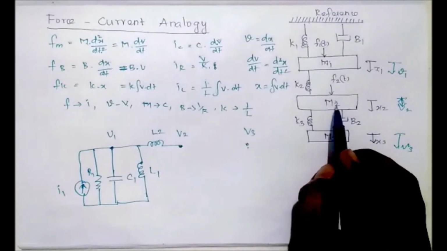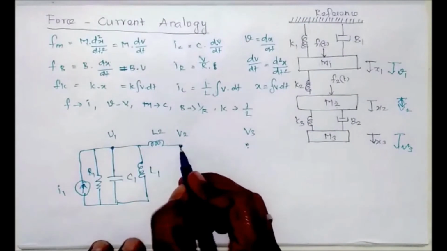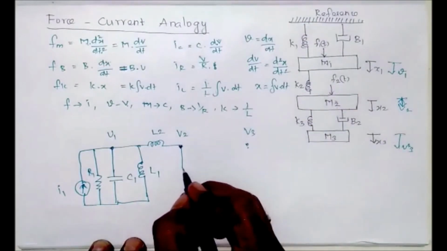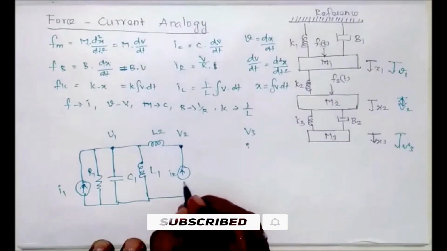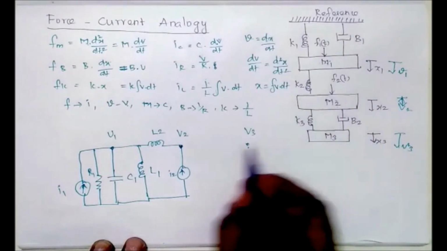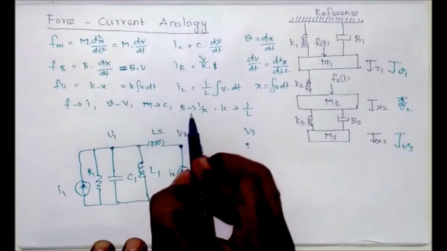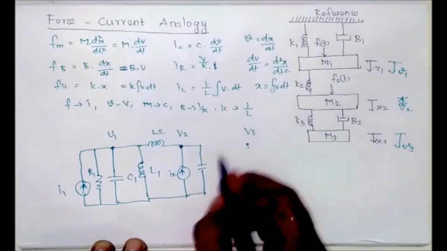For V2 only one element, that is M2, and also there is a current source. Its current source value is I2. Here F2, therefore here we have to use I2. Next, apart from this only one element is connected, that is M2. M2 is nothing but C, therefore here we have to use C2.